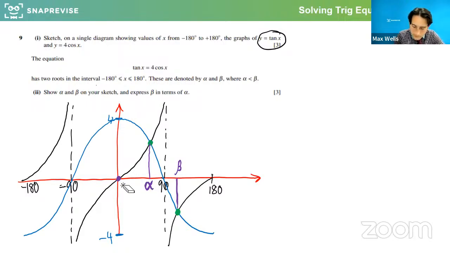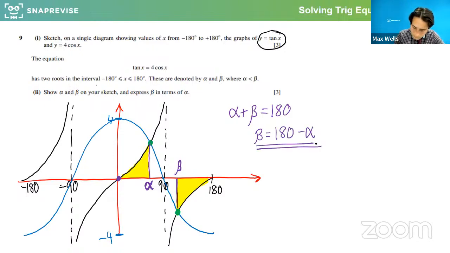Now, because of the symmetries of the tan graph, here's a cool little trick. We know that this chunk is actually symmetric to this chunk. So basically, because beta is this value, is everyone happy that we know that in fact alpha plus beta would equal 180? Because this bit is just alpha again. So in other words, when it says express beta in terms of alpha, beta is just 180 minus alpha. Yeah?